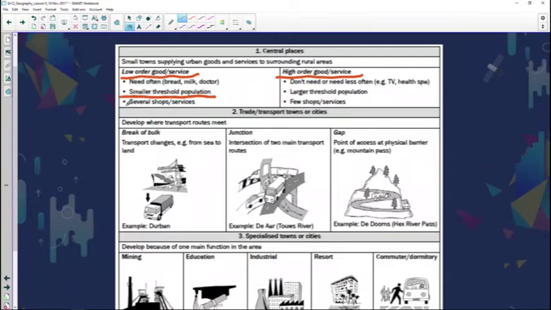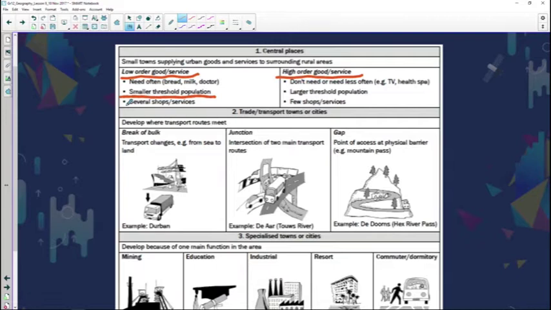Same case with a hairdresser. You don't want to travel very far to go and cut your hair. So this type of services we call low order services or goods. Now, I will come back to this term in a couple of slides, but I first want to concentrate on the high order goods and services.